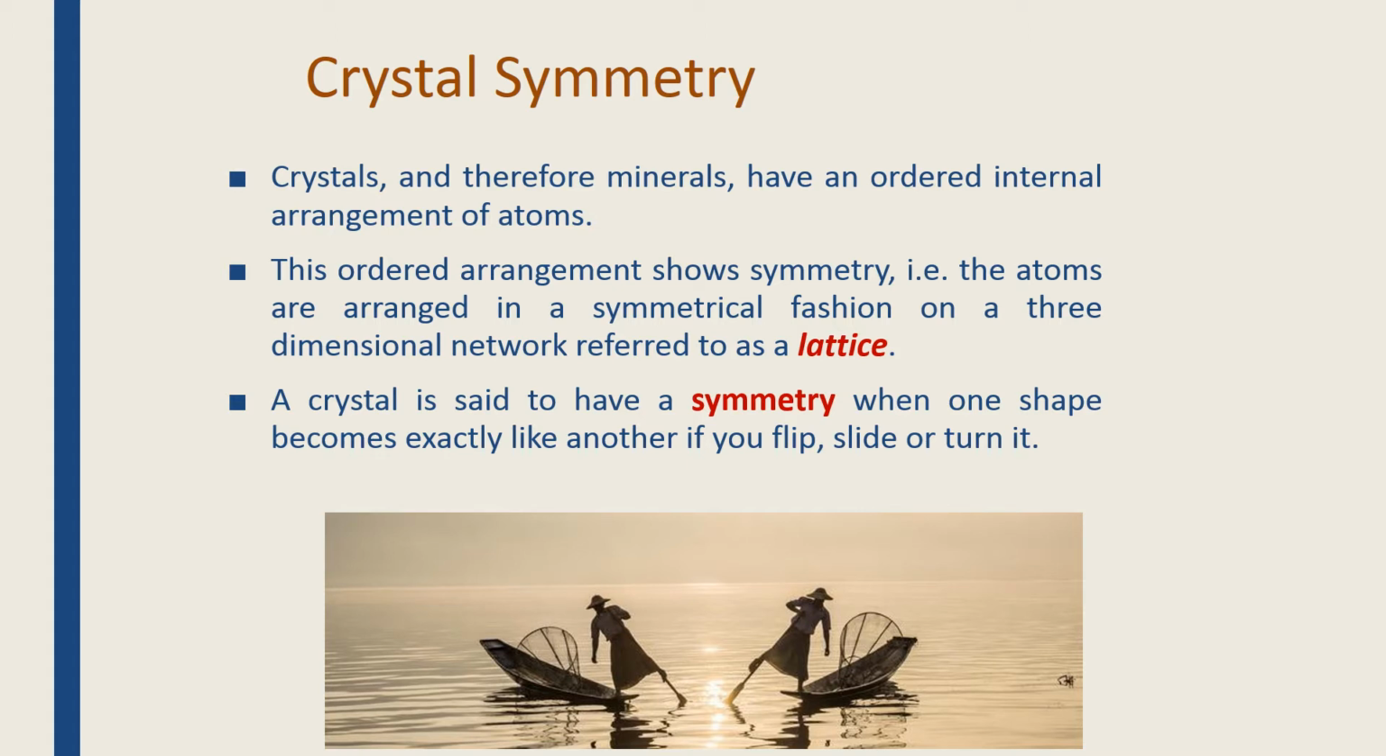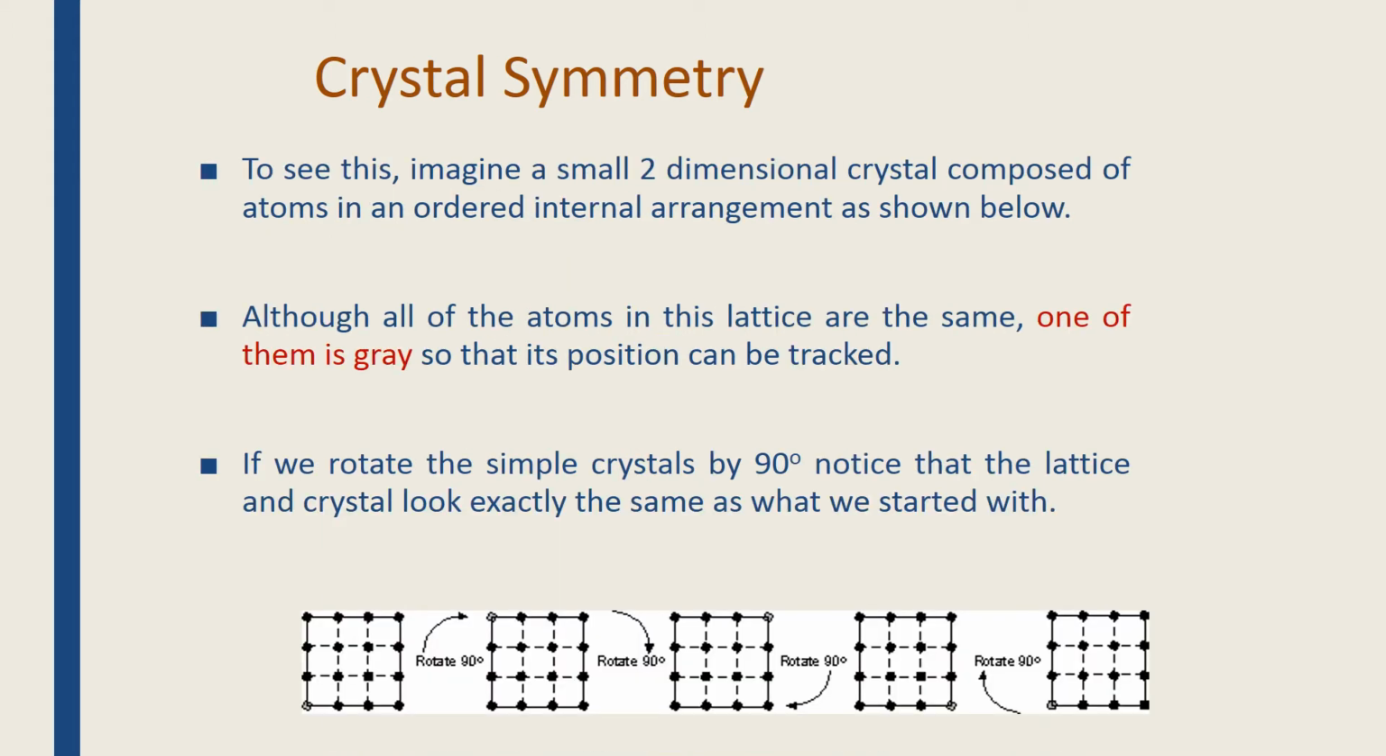Okay, but symmetry here, you can just imagine a small two-dimensional crystal composed of atoms in an ordered internal arrangement, as you see below. And when you rotate this shape 90 degrees every time, you will see this gray point moving from one corner to another. If you start from left to right, how many rotations do we have now? 1, 2, 3, 4.